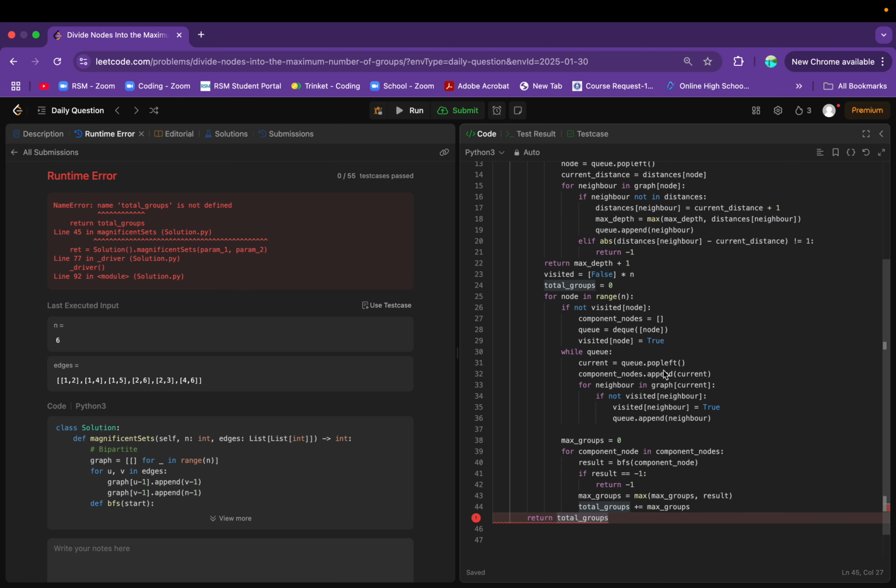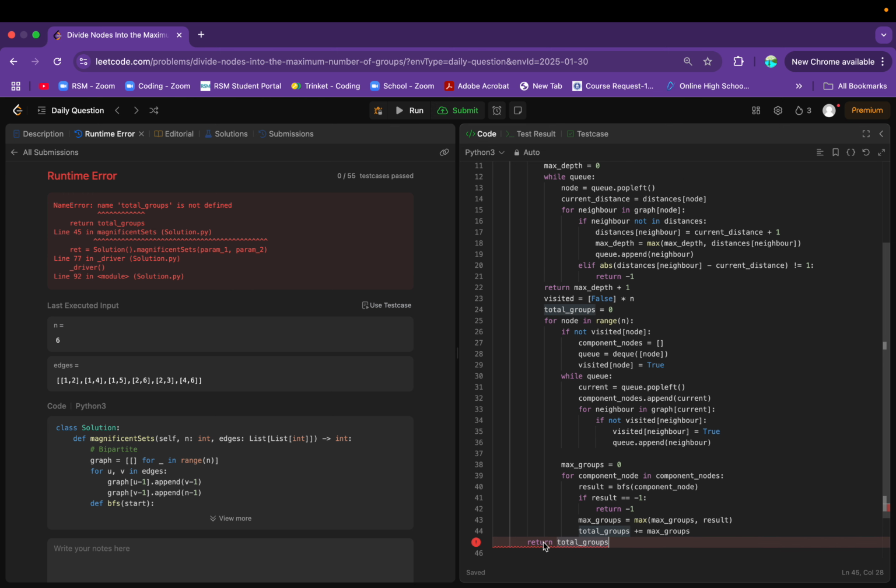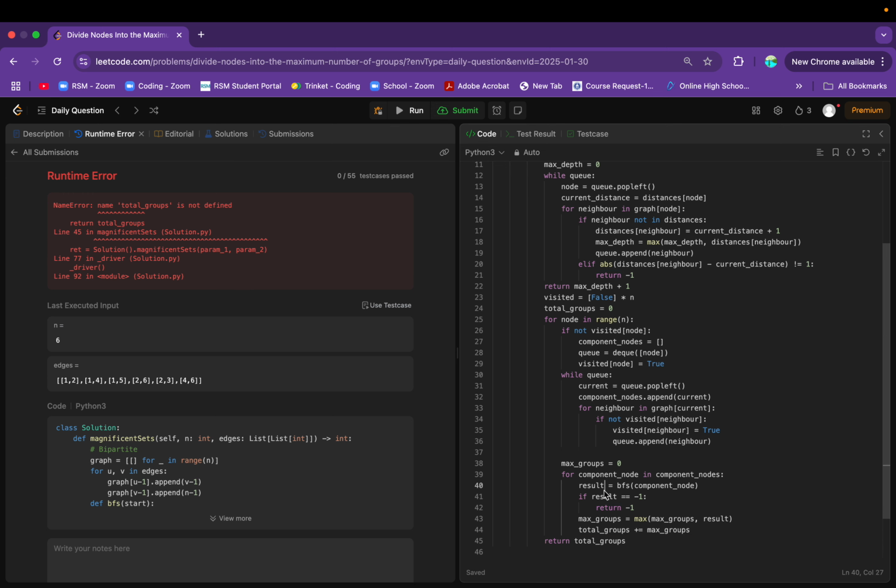Okay, so I believe what I did wrong here was, it doesn't look like I misspelled anything, which is quite weird. The error that I made was actually that my return statement was a little bit too indented. So now this should be an accepted solution. Now this should actually work. Let's just go ahead and double check.